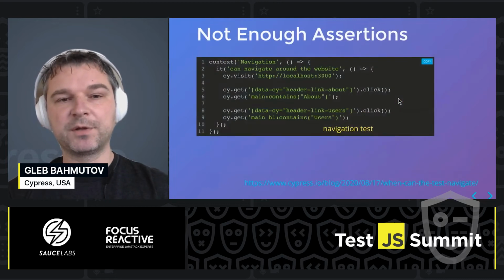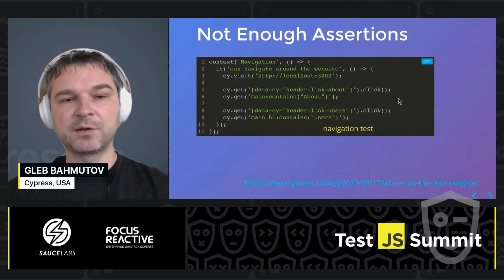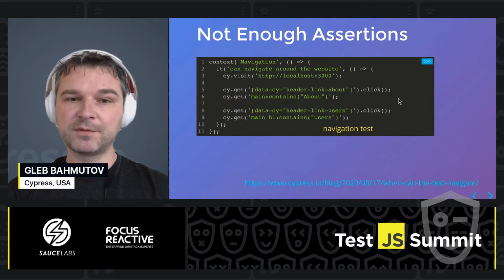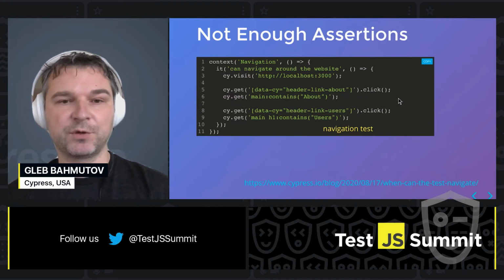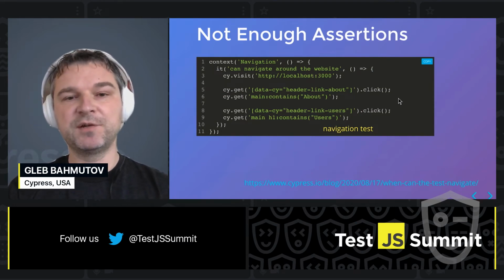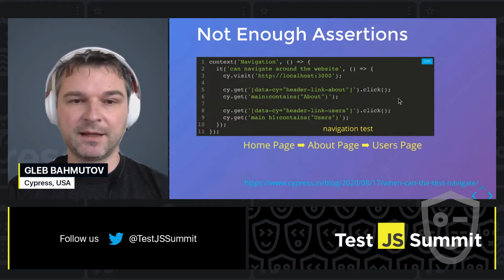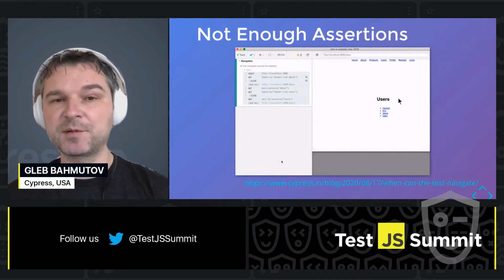Another common example when writing end-to-end tests is not having enough assertions. So this is an example of navigation test. It goes to the home page, finds the link to the About page, clicks on it, confirms we're going to About page, then clicks on the link to go to the user page. So this is the flow we want to test. And the test seems reasonable. It actually finishes. We are finishing on the user's page.